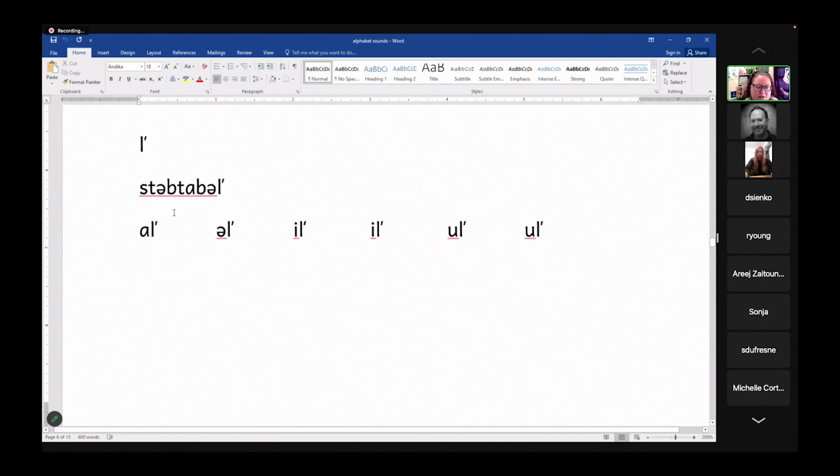So here's our sound chart for the glottalized L's. Alt, alt, il, il, alt, ul. Alt, alt, il, alt, ul.